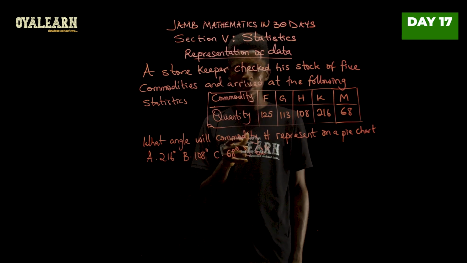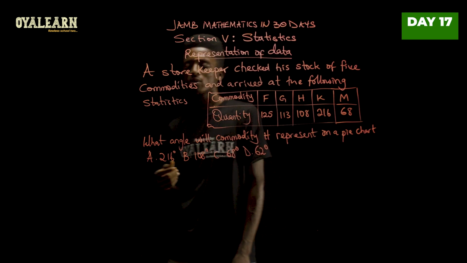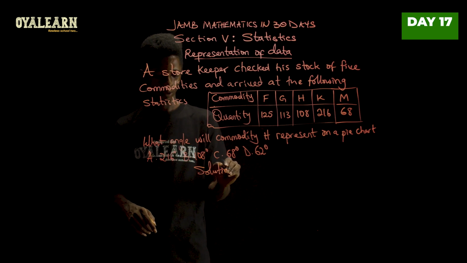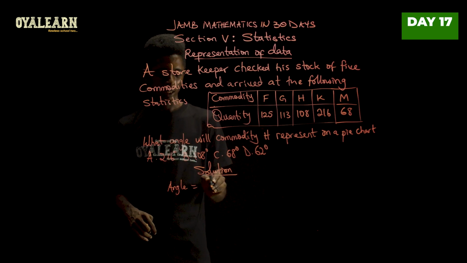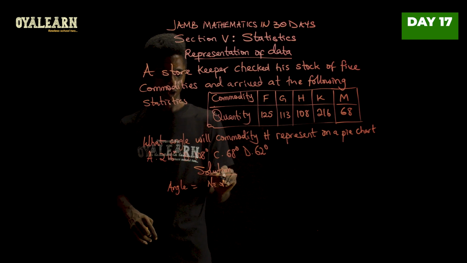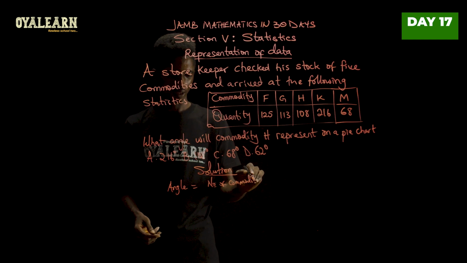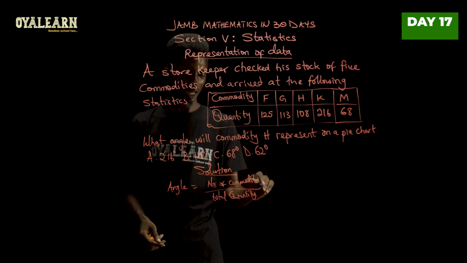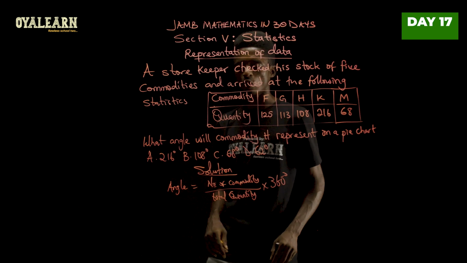So what angle will commodity H represent on a pie chart? If we're going to convert this into a pie chart, to get the angle, in our solution we're going to apply that the angle equals the quantity of commodity divided by the total quantity, times 360 degrees.